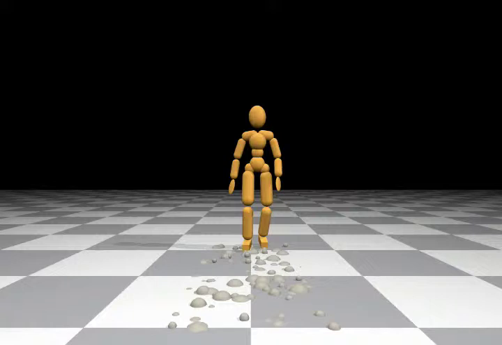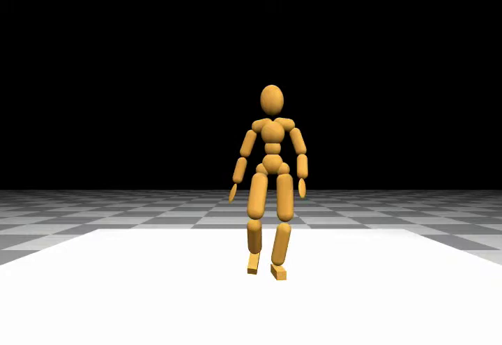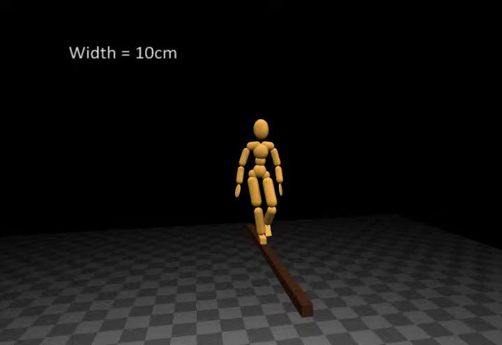In this example, walking is reconstructed on a terrain with scattered pebbles. Similarly, our character can walk on icy surfaces. Here we demonstrate the reconstruction of a walk on a balance beam.